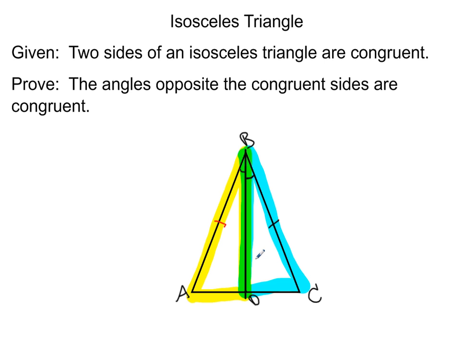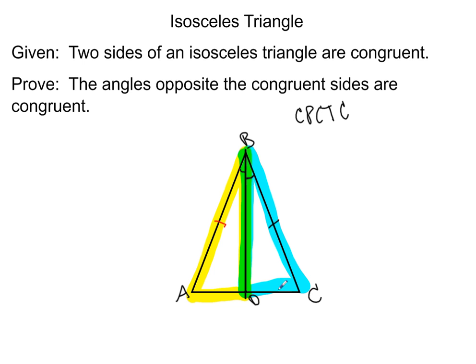Now, if we can prove the two triangles congruent, we can use CPCTC to say that the two angles that we're wanting to prove congruent are congruent. CPCTC, if you don't remember, is corresponding parts of congruent triangles are congruent.